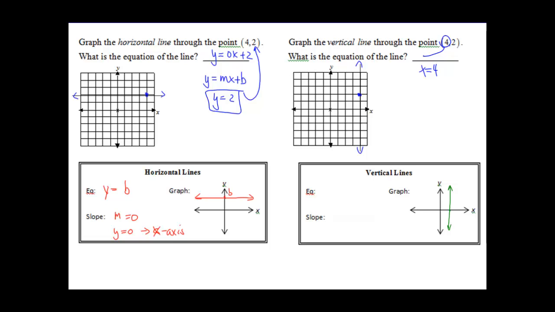If we have a vertical line, now we have a vertical line over here. This is crossing the x-axis at a. So we know that this is x equals a. Our slope, we should know, is undefined. And if we have x equals 0, then we know it is the y-axis.